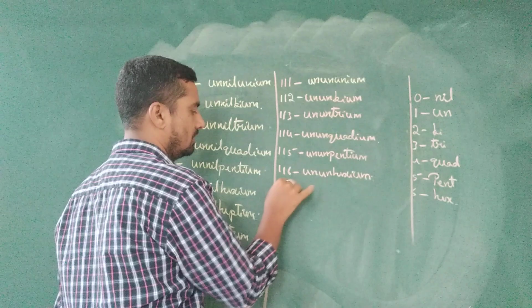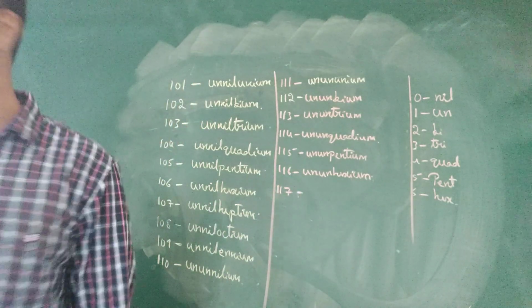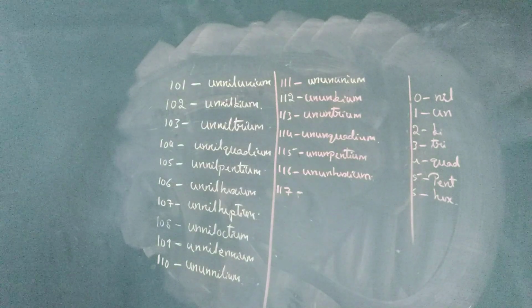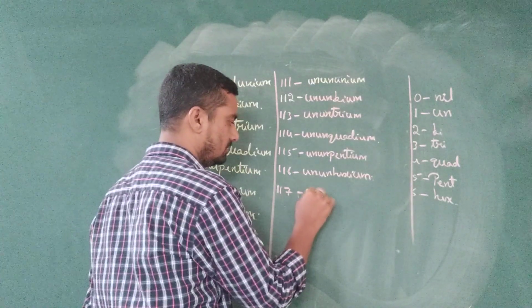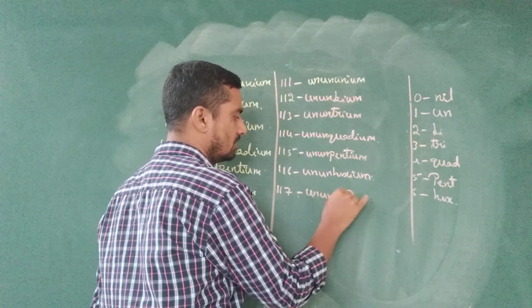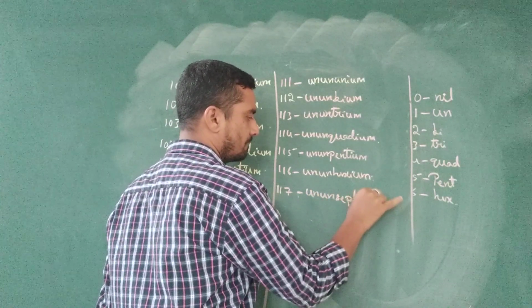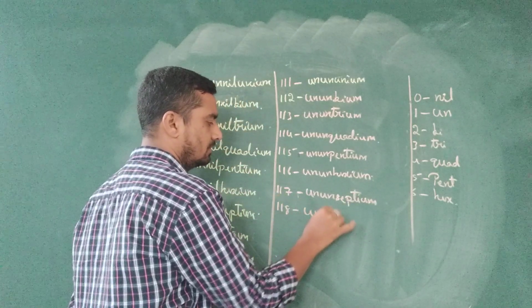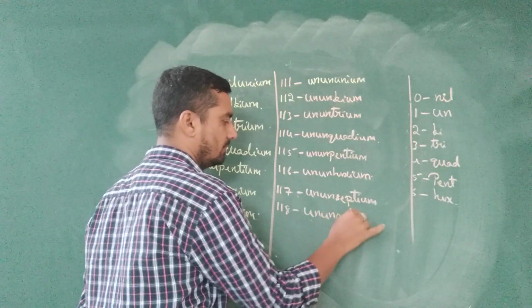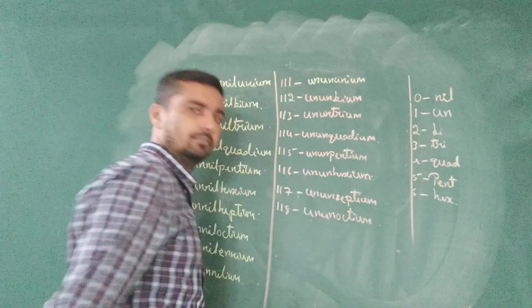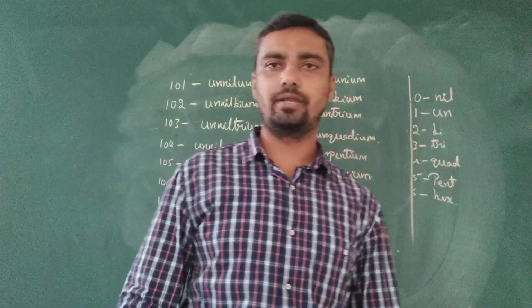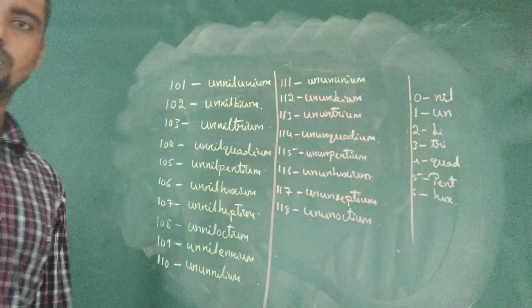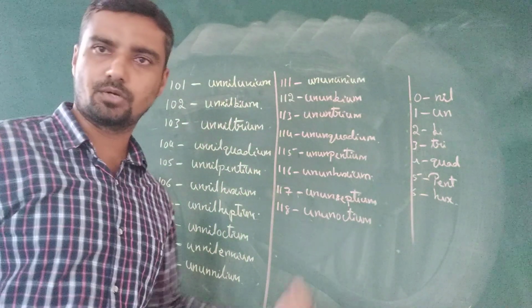If it is 117, just tell me 117. Here it is unseptium. It is 118, that is unoctium. It's very easy and very interesting. Understood? Right. So these have been nothing but the elements. In total, there are 118 elements. Just around 118 elements, right?